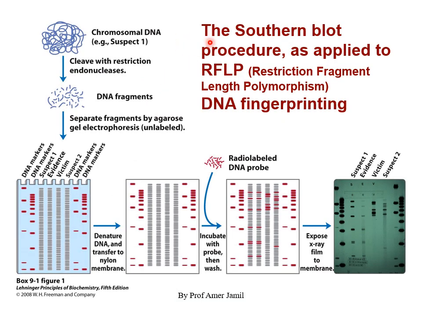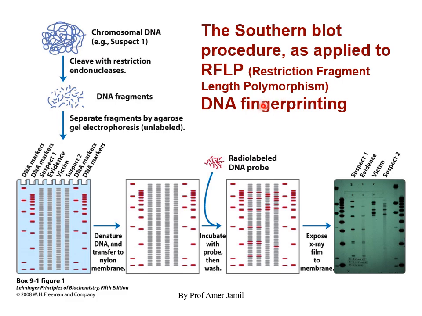This is a very good example of the southern blot procedure as applied to one of the techniques of DNA fingerprinting. DNA fingerprinting is a technique which is applied at the crime scenes to identify certain individuals. This is based on polymorphism. Polymorphism is an acceptable change or a variation in the DNA sequence within a certain population.